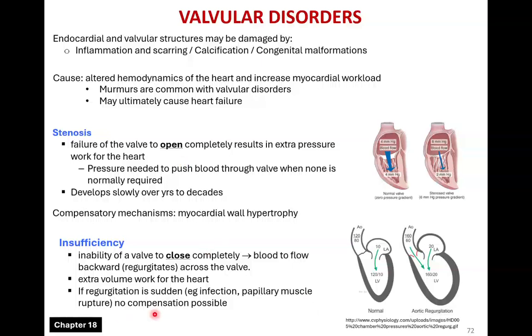Again, we're still in chapter 18. Stenosis and regurgitation can happen on the right side of the heart or on the left side of the heart. We will focus on what's happening with the left side of the heart, but be aware you can have the same type of pathologies on the right side of the heart.